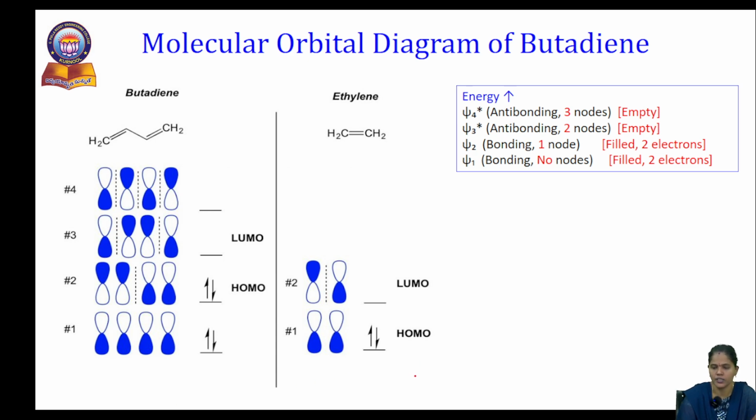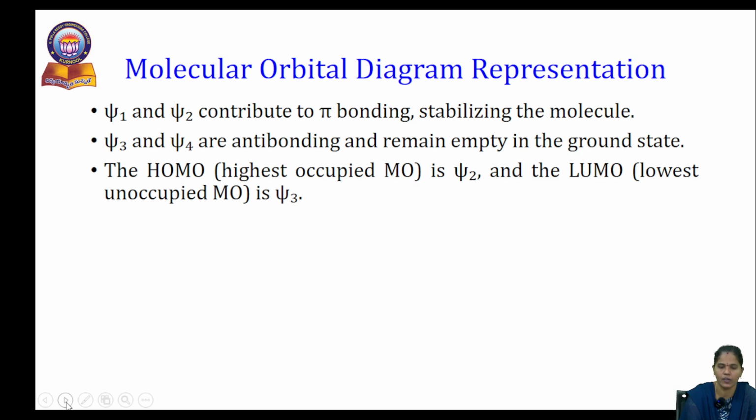HOMO represents the highest occupied molecular orbital. LUMO represents the lowest unoccupied molecular orbital. Psi1 and Psi2 contribute to pi bonding, stabilizing the molecule. Psi3 and Psi4 are anti-bonding and remain empty in the ground state. The highest occupied molecular orbital is Psi2 and the lowest unoccupied molecular orbital is Psi3.